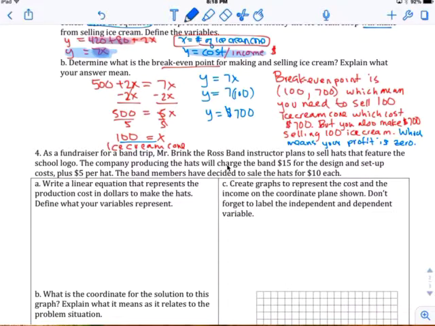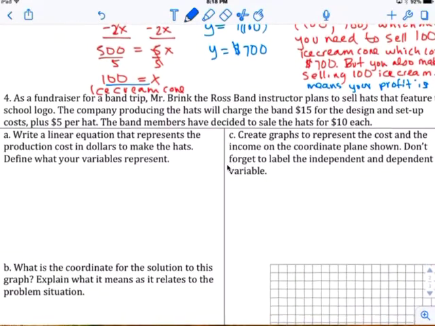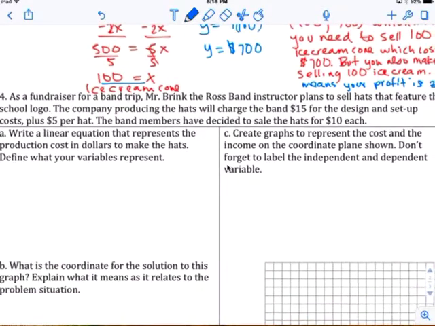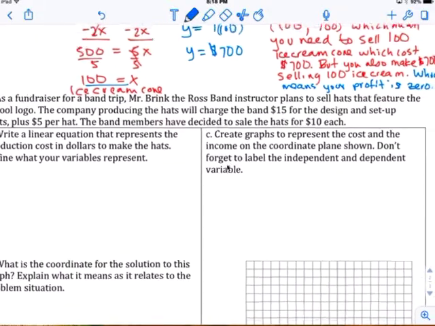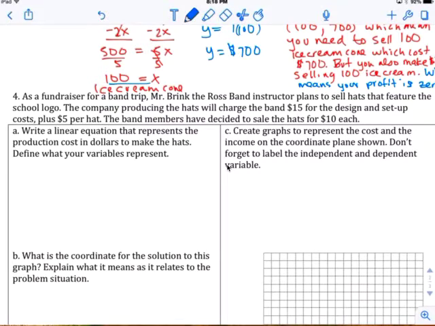Number 4, a fundraiser for a band trip. As a fundraiser for a band trip, Mr. Brink, the Ross band instructor, plans to sell hats that feature the school logo. The company producing the hats will charge the band $15 for design fee and setup fee cost, plus $5 per hat. The band members have decided to sell a hat for $10 each. They're going to sell the hat for that much. Okay.